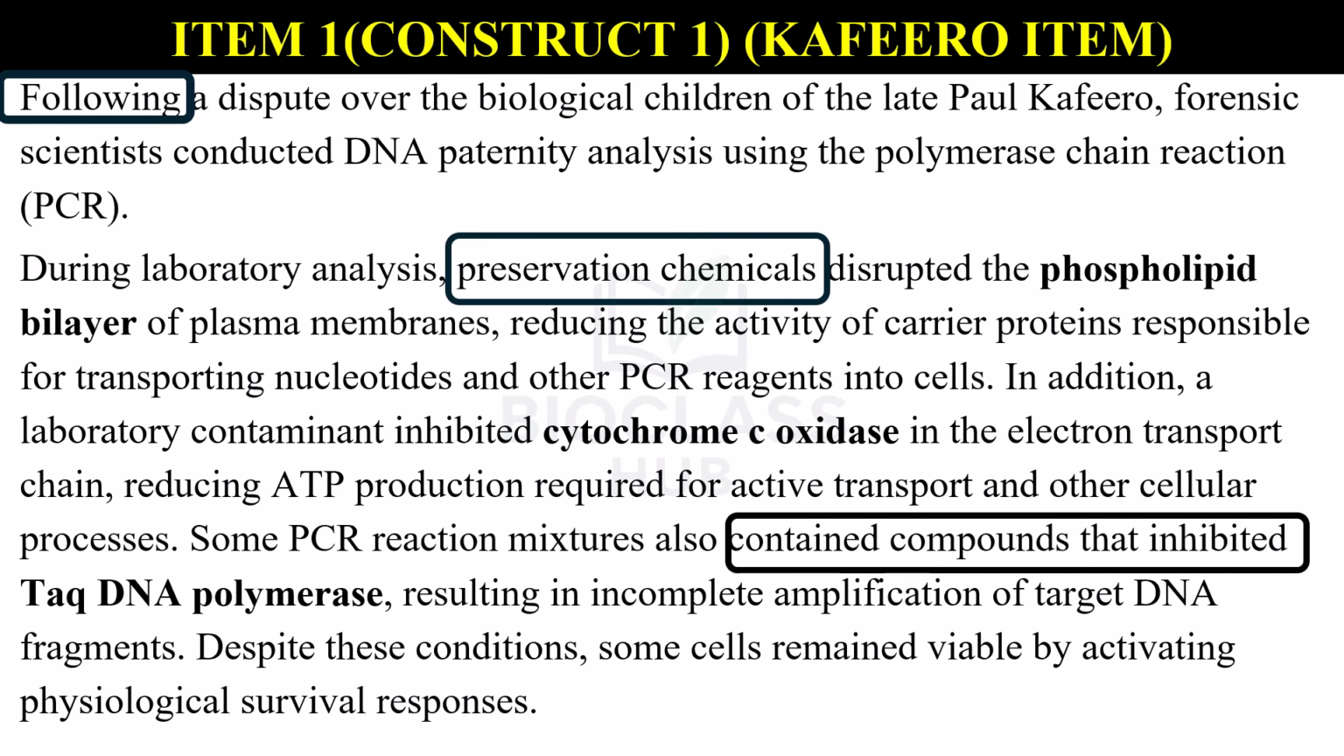In addition, a laboratory contaminant inhibited cytochrome C oxidase in the electron transport chain, reducing ATP production required for active transport and other cellular processes. Some PCR reaction mixtures also contained compounds that inhibited Taq DNA polymerase, resulting in incomplete amplification of target DNA fragments. Despite these conditions, some cells remained viable by activating physiological survival responses.